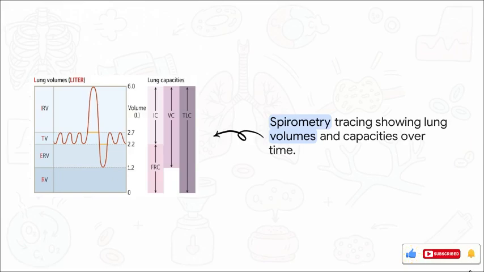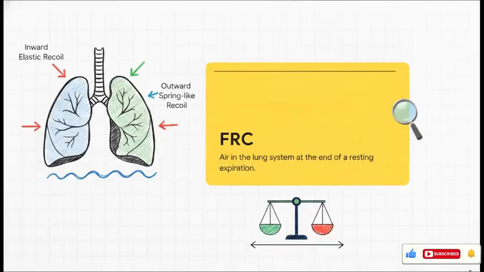Notice how these individual volumes literally just stack right on top of each other to create your broader lung capacities? It's like building blocks. Now, the crucial point here is this specific capacity, functional residual capacity, or FRC. Why do we care so much about FRC? Well, because it's the neutral baseline equilibrium state of the whole respiratory system. It's exactly that sweet spot where the inward elastic recoil of the lungs perfectly balances out the outward spring-like recoil of the chest wall right after a normal, quiet breath.